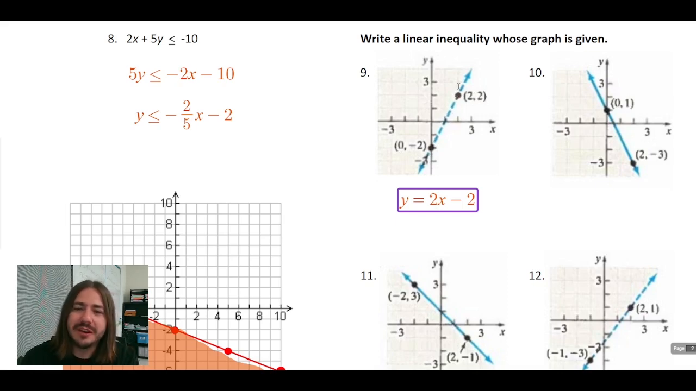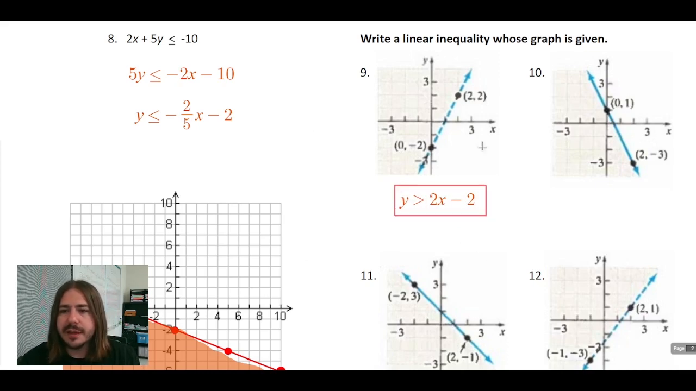The point here is the fact that it's dotted here, the dashed line, is going to indicate that we don't want to include the points on the line as solutions. So because it's shaded up, we're going to say y is greater than 2x minus 2.